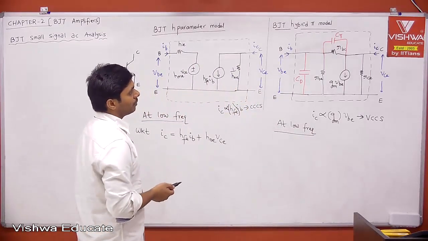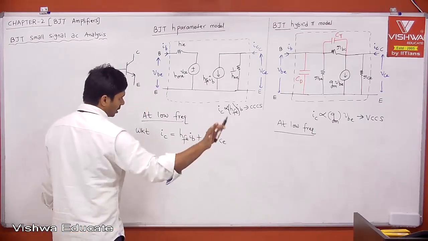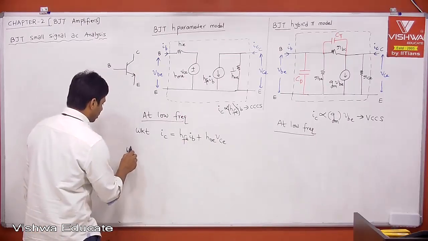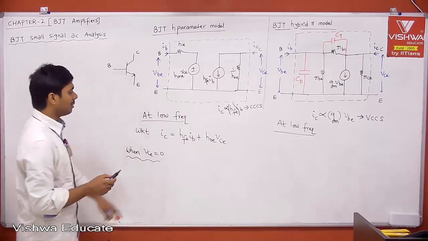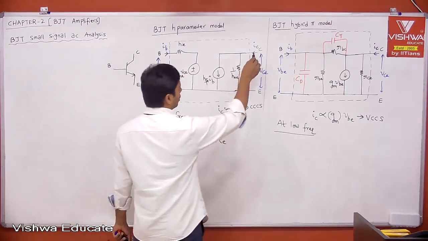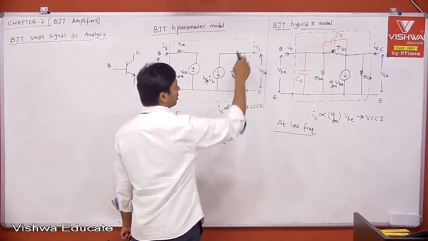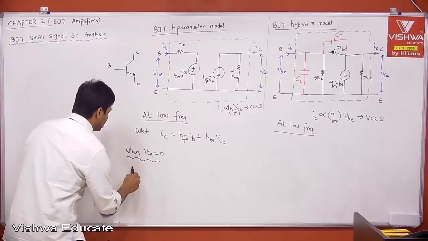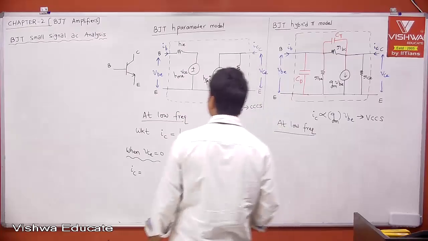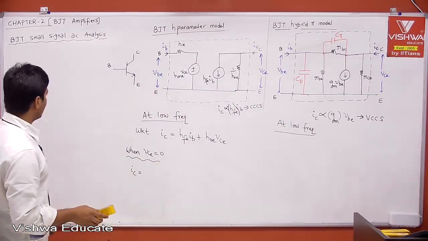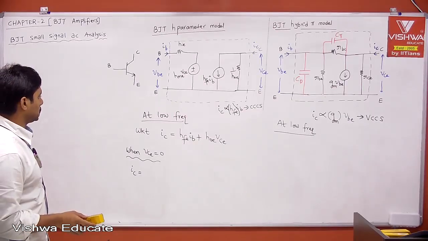Therefore, what is your IC? Now, when VCE is equal to 0, what does it mean? Short this, then 1 by HOE comes in parallel to it. Then what is your IC? I will write it another way to make it effective, because I don't have space here.